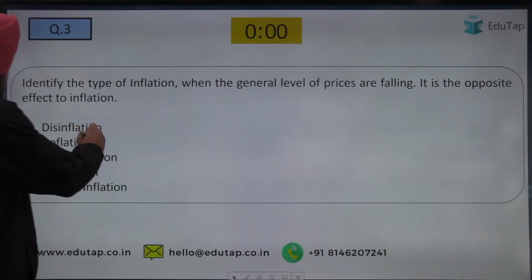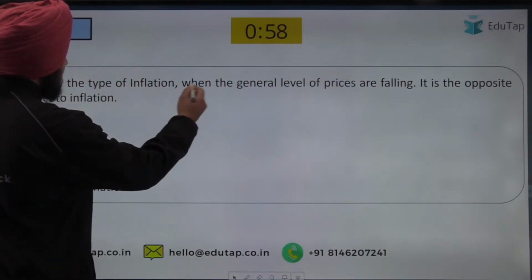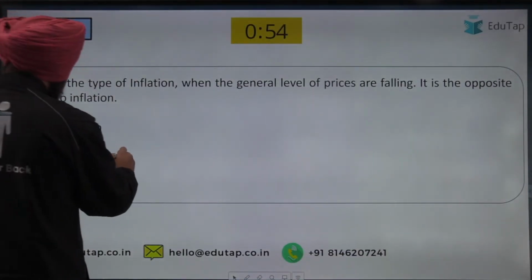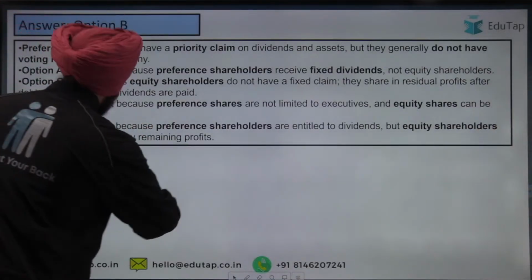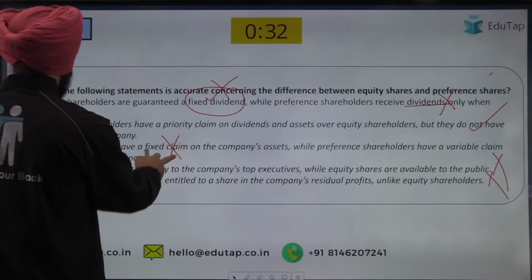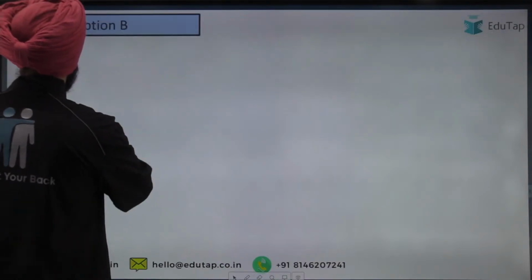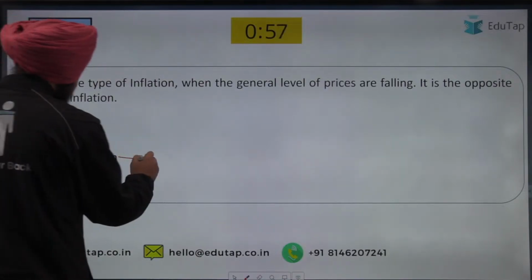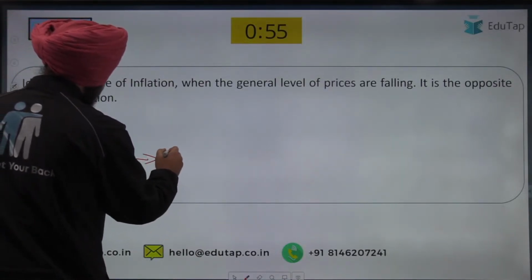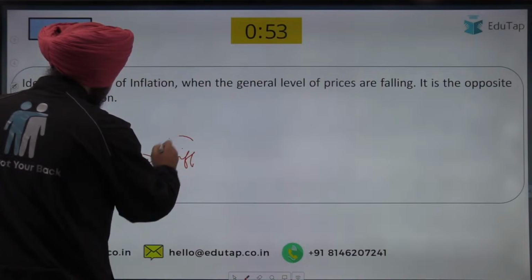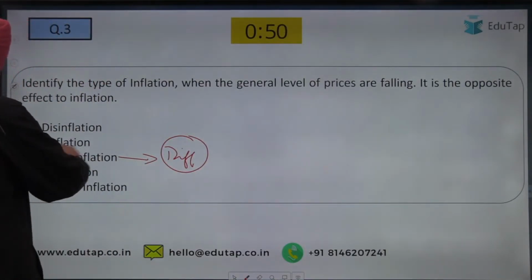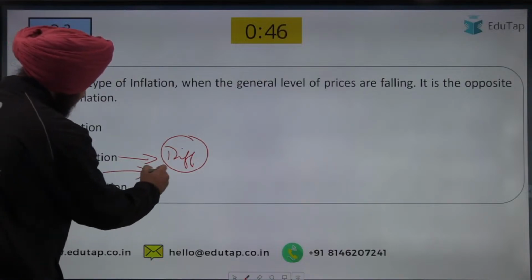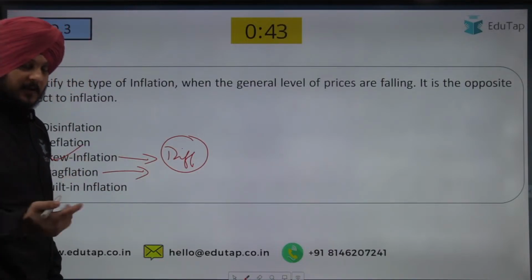So if you talk about this question, identify the type of inflation when the general level of prices are falling. Over here, you can easily see that if we talk about skewflation, skewflation occurs when different rates of inflation are there in different types of sectors. If we talk about stagflation, it represents two things. Firstly, there is some kind of stagnation with respect to economic growth.